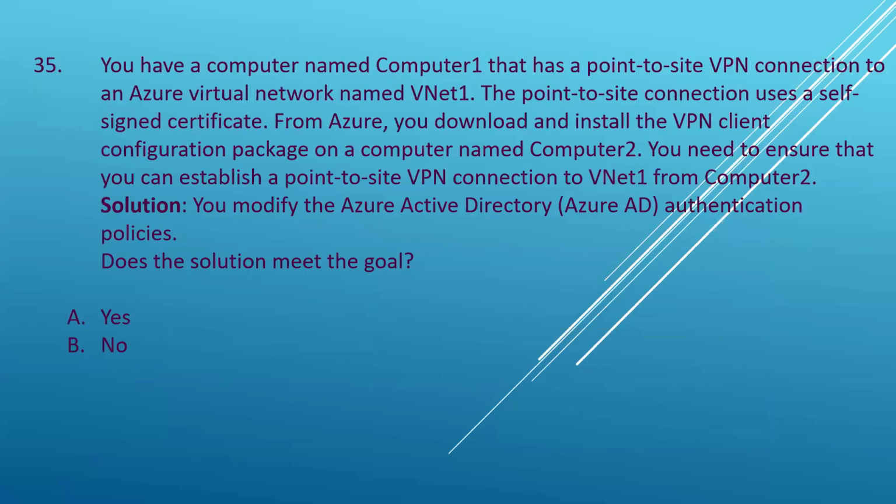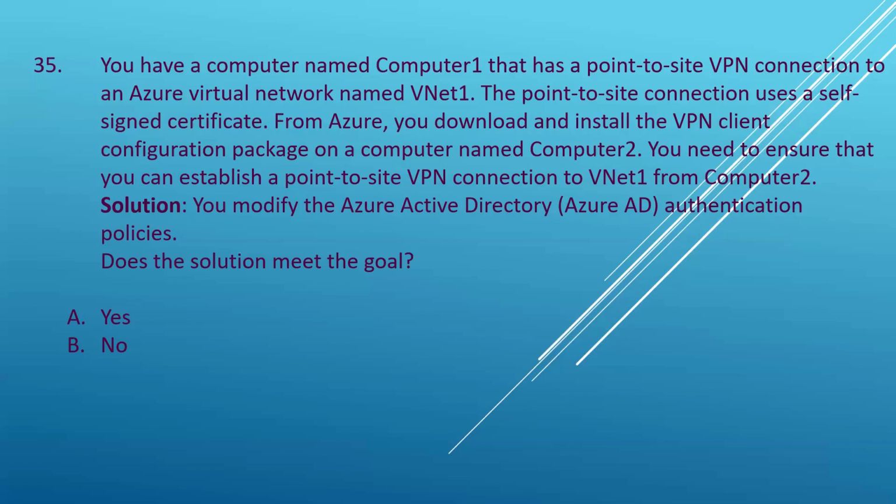Moving on to question number 35. You have a computer named Computer 1 that has a point-to-site VPN connection to an Azure virtual network named VNet1. The point-to-site connection uses a self-signed certificate. From Azure, you download and install the VPN client configuration package on a computer named Computer 2. You need to ensure that you can establish a point-to-site VPN connection to VNet1 from Computer 2. The solution is you modify the Azure Active Directory authentication policies. Does the solution meet the goal? You need to choose between yes or no.